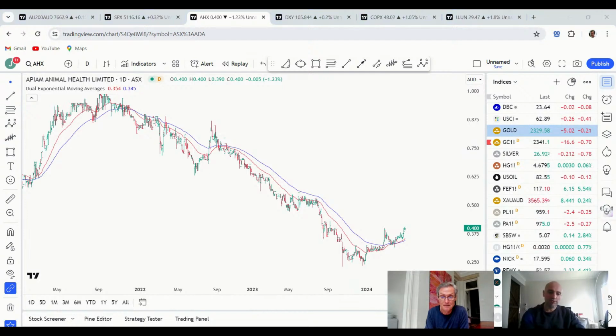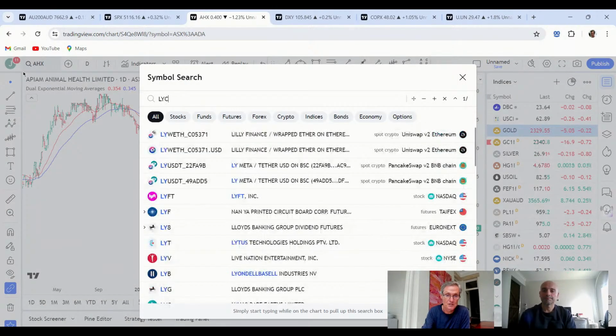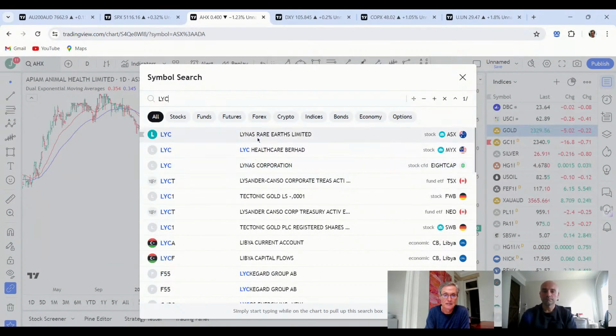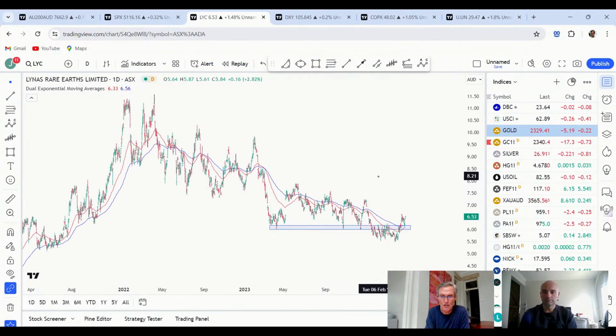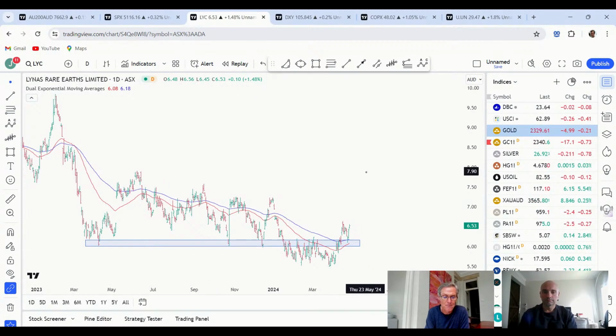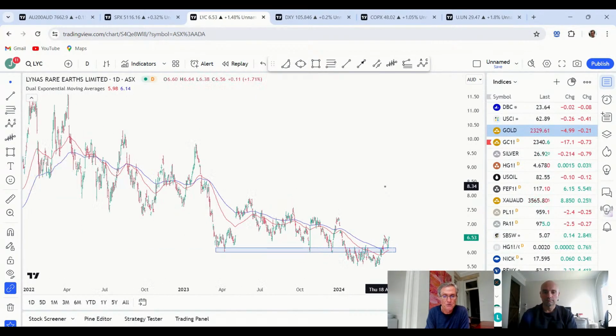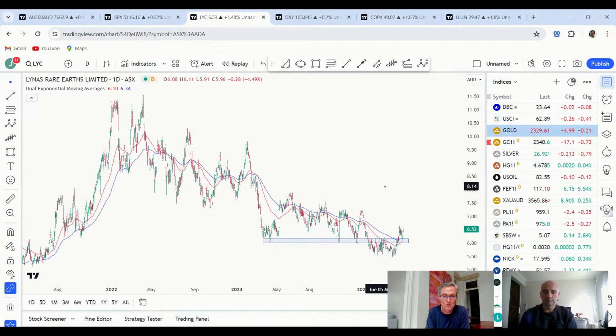And we will finish off now on LYC. This will be the last one. Okay, LYC, Lynas, and this is one I've spoken about recently as well. Potential touch early for me, but it's a potential turnaround.